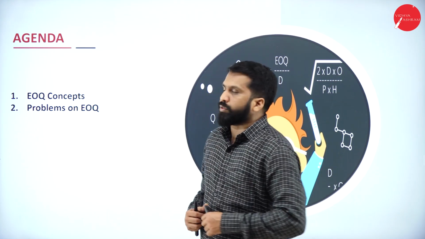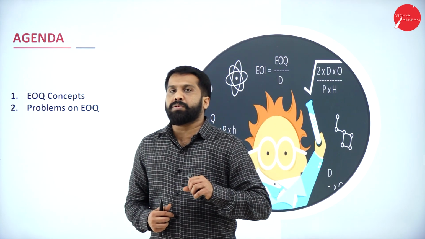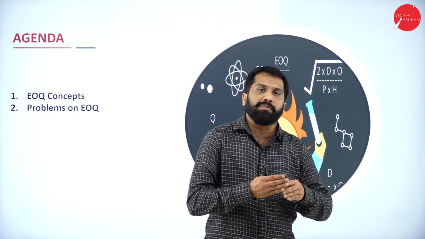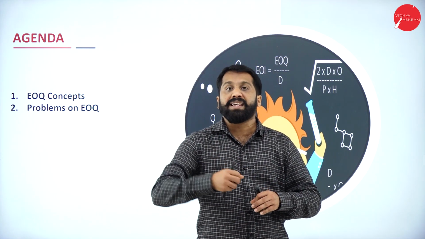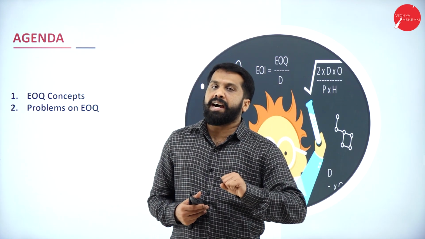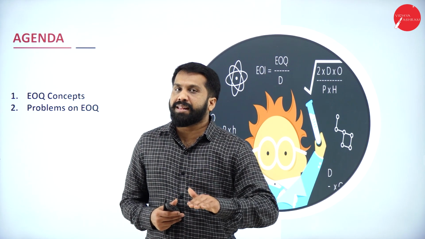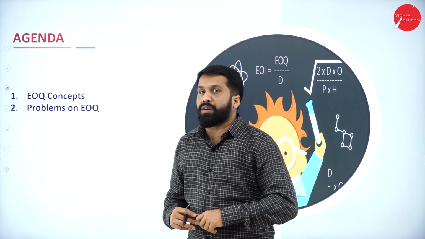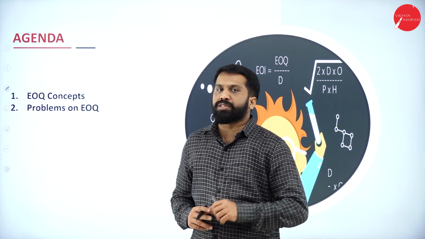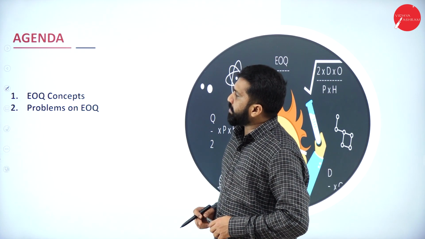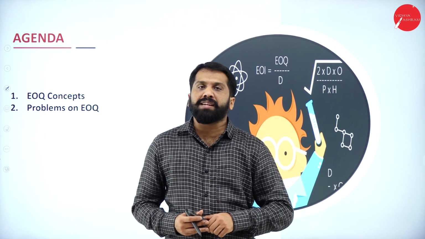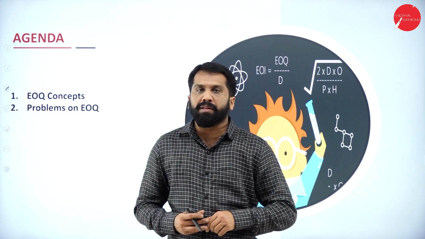Already I told you the story of EOQ, like the 50 rupees book: instead of buying one by one, a person goes and buys in bulk. Then the price will be less, the transportation cost will be less, and the carrying cost will also be less. That's why we call it economic order quantity, EOQ, the best way of having your stock. Today's agenda will be very simple. We will have the concept of EOQ, and once we are done with the concept, we will go for the problems on EOQ.